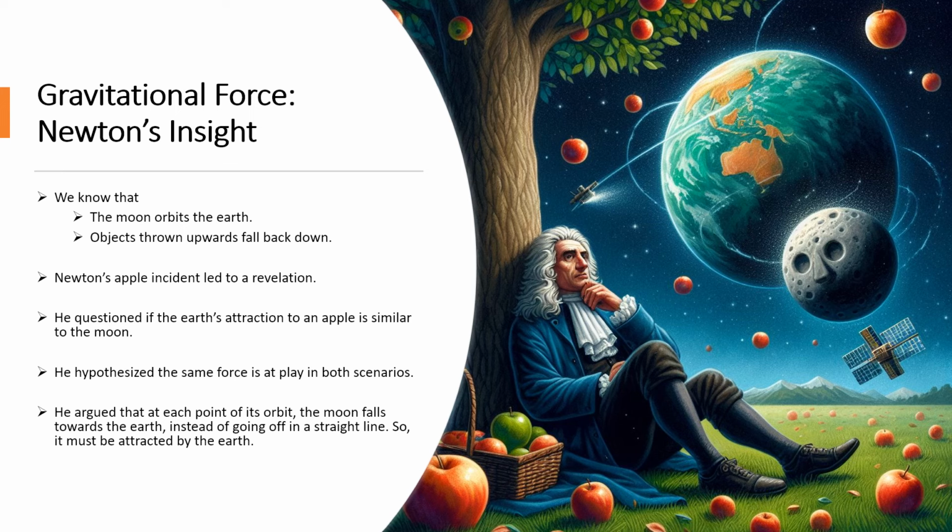He argued that at each point of the moon's orbit, the moon falls towards the Earth instead of going off in a straight line, so it must be attracted to the Earth. His claim is that at each point of its orbit, the moon must be falling towards the Earth, but this falling is not visually apparent to us. It's falling, but it's not visible to us, right? These are a couple of insights provided by Newton.